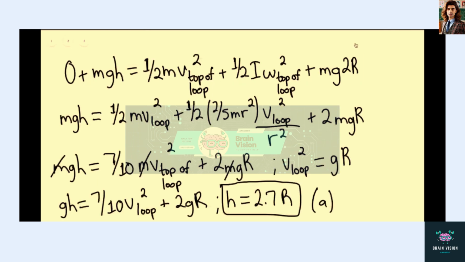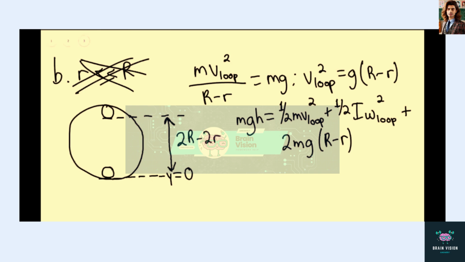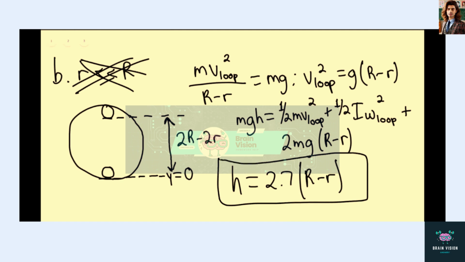So if you cancel out everything, you're essentially going to get that h is going to equal 2.7, but instead of equaling 2.7 R, it'll be 2.7 R minus r. So this would be your answer for part B.